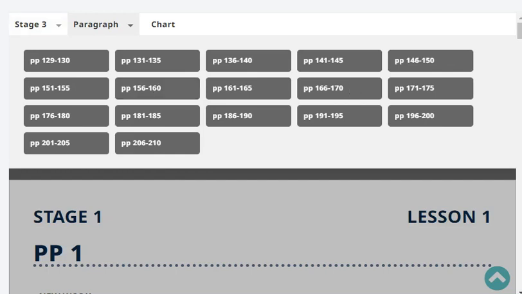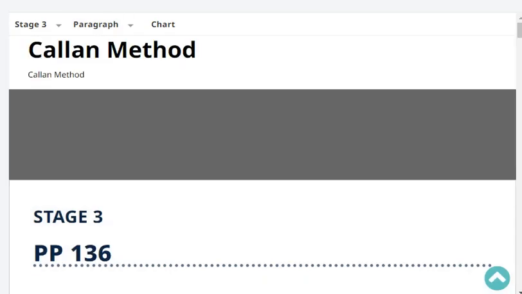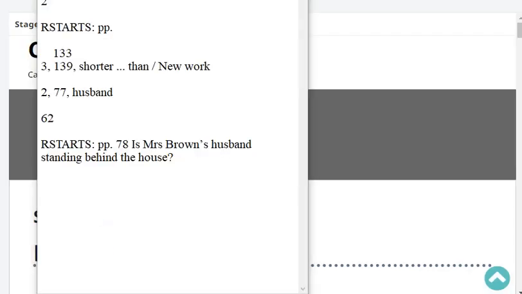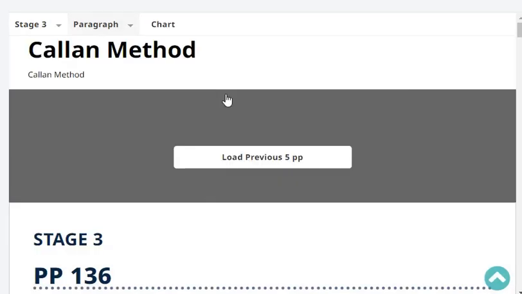Page 3, paragraph page 139. Last headword was shorter than, new word type of lesson.